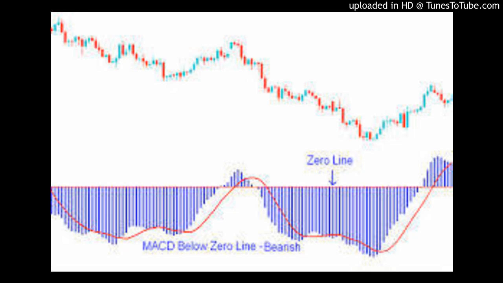Forex Profits with MACD, a practical guide to understanding and applying the MACD indicator for Forex trading.